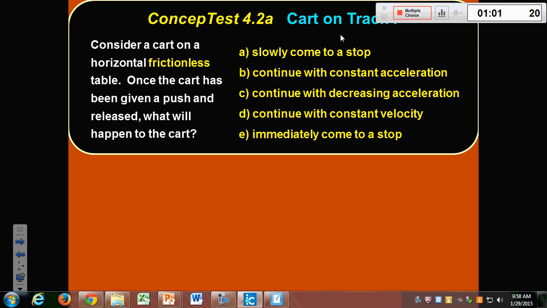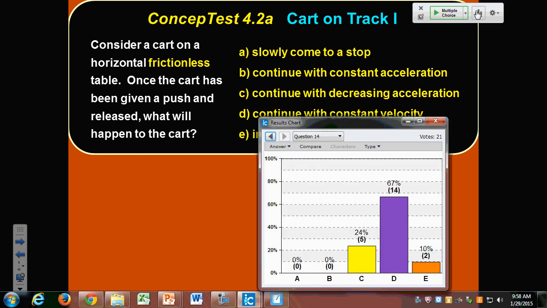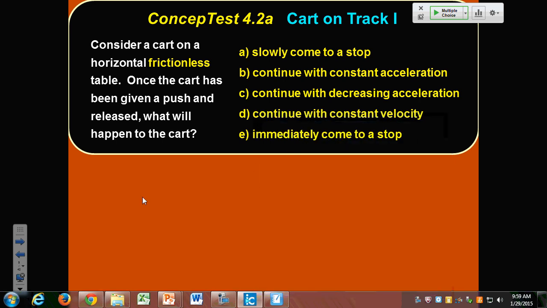I'm going to stop at 108. D is right. I have this object, I give it a certain speed by pushing on it with a force, and then I take away that force. It's going to continue at that speed unless there's another force that acts upon it. And currently there is no force acting upon it.